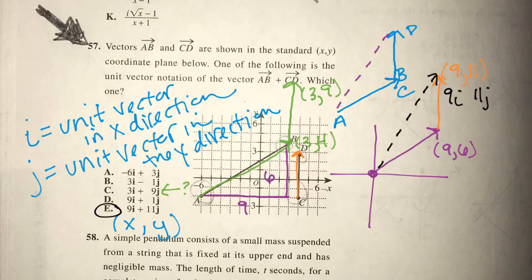But I think it's E. I think you have to first shift AB over so that it starts at the origin. The tail of AB is the origin. And if you could just let me know who is correct. Hopefully it's one of us and not a different answer completely.